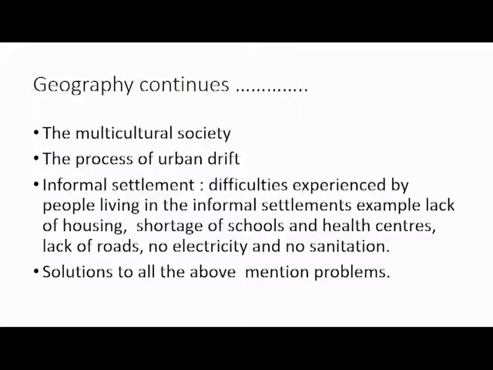Look at the multicultural society, the process of urban drift, informal settlement in terms of difficulties experienced by people living in the informal settlement, example, lack of housing, shortage of schools, health centers, lack of roads, no electricity, and no sanitation. Solutions to improve the above mentioned problems.